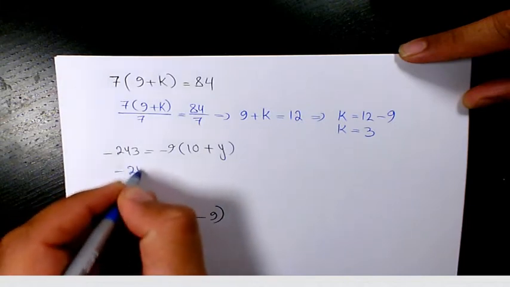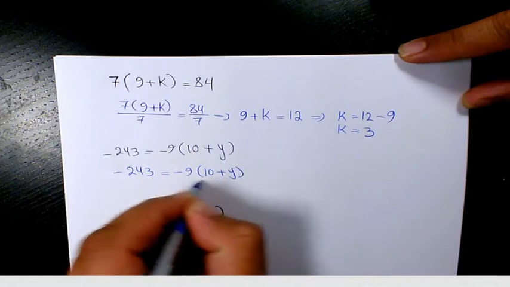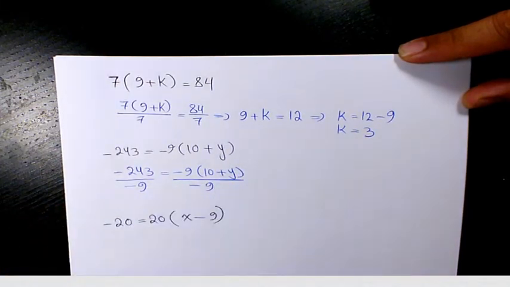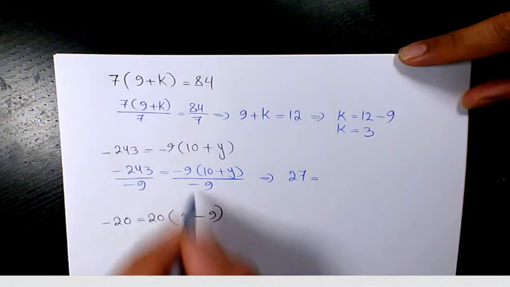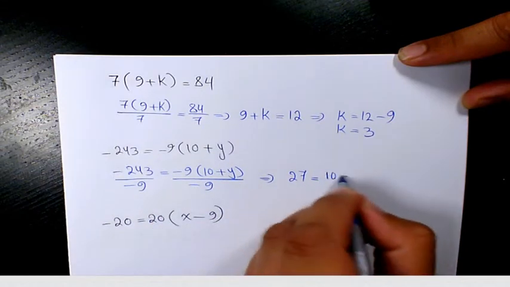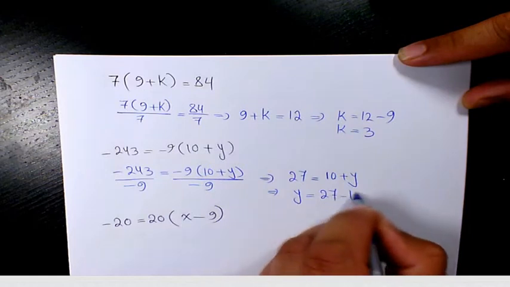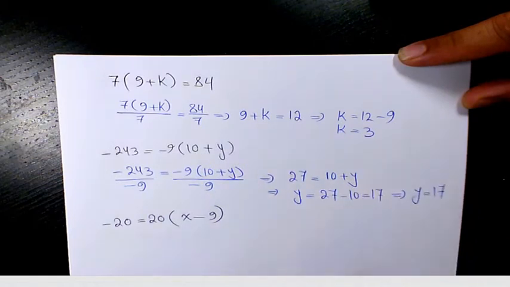Negative 243 equals negative 9 times 10 plus y. We need to divide both sides by negative 9. So 243 divided by 9 is going to be 27. Negative 9 divided by negative 9 is 1. So 10 plus y. So y will be 27 minus 10, which is 17. So y will be 17.